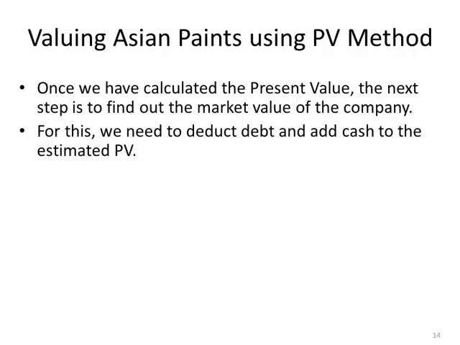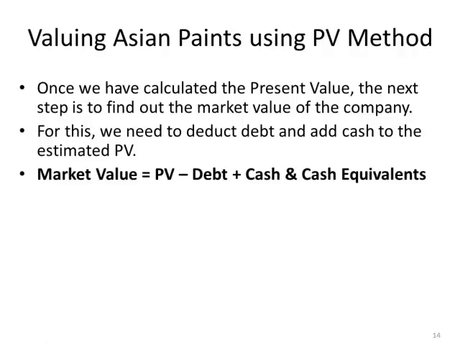Well, if we think of the present value as the value of the entire company based on its earnings, we know that a company is financed by both debt and equity. So the return to debt holders, or the value of the debt, must be subtracted off to find the value of the equity. And then we also need to add back cash, because the present value is simply based on its earnings and doesn't take into account the cash balances. So that's why we deduct debt and add back cash to get the market value. The market value is equal to the PV minus debt plus cash and cash equivalents.